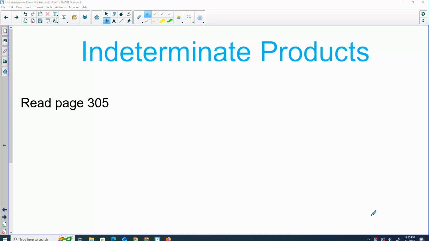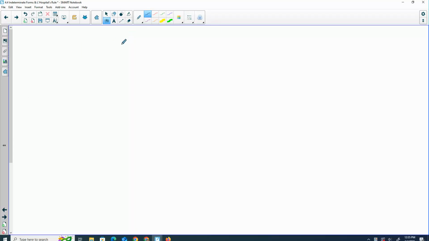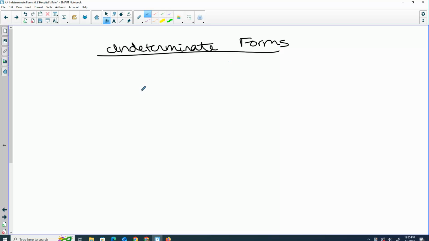So, our indeterminate forms, we are going to have quite a few of them. Indeterminate forms are ones that we can't evaluate the limit of. If it is 0 over 0, or infinity over infinity, that's what we did yesterday. And we just go straight into L'Hopital's.